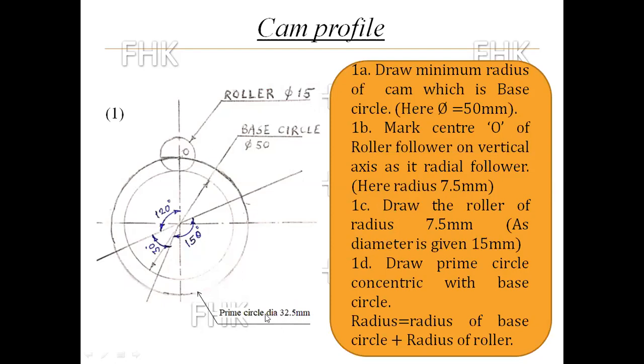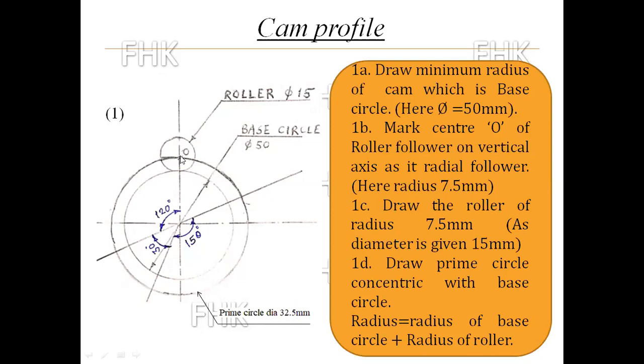So how to find out the diameter or radius of the prime circle? See, the diameter of the roller of the follower is given in the problem statement. It is not the problem of an offset follower. It is the problem of a radial follower, because in the problem statement that is not clearly defined. But if the offset distance is given, the offset distance of the roller and cam rotation, that is the problem of an offset follower. But that statement is not given, that means that is the problem of a radial follower.